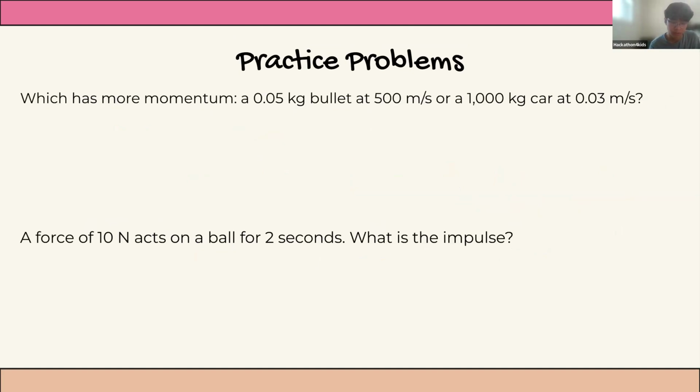Which has more momentum? A 0.05 kilogram bullet traveling at 500 meters per second or a 1,000 kilogram car traveling at 0.03 meters per second, okay? So this will be double calculations and comparing these, right? Remember, just in case you forgot from what I wrote 30 seconds ago, momentum is mass times velocity, right? So what has more momentum?